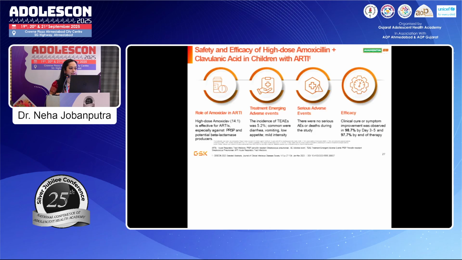Let us see the safety and efficacy of high dose amoxicillin and clavulanic acid in children with ARTI. Role of amoxiclav in ARTI. High dose amoxiclav 14:1 is effective for ARTI. The treatment emergent adverse events, the TEAEs, are 5.2%, the common ones being diarrhea, vomiting, low appetite, and there are no severe adverse events. And the efficacy, as I discussed, is 98.7% by day 3 or 5.